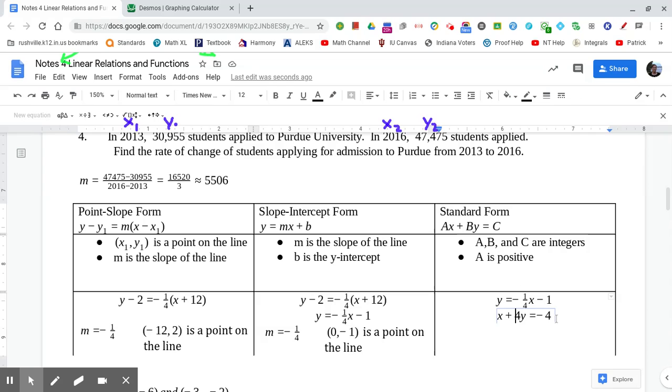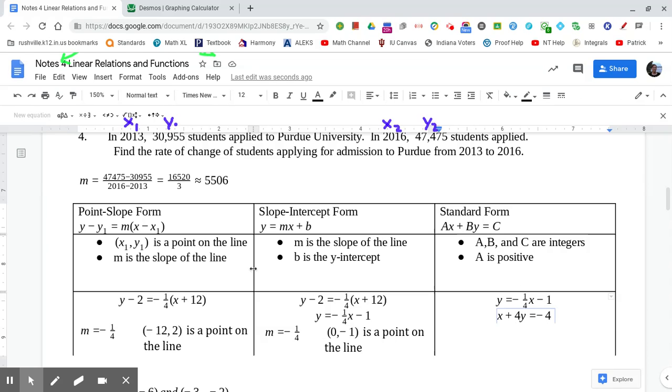Now, the bad thing about standard form is that I don't know what the slope is just by looking at this. Like I said before, the only good thing that comes out of this is getting the intercepts. So if I let y be equal to 0, that's going to give me that the x-intercept is negative 4. If I let x be equal to 0, it's going to give me the y-intercept is negative 1, because negative 4 divided by 4 is negative 1. I already knew the y-intercept from this form, but I guess the good news is I did get the x-intercept, which again was negative 4.